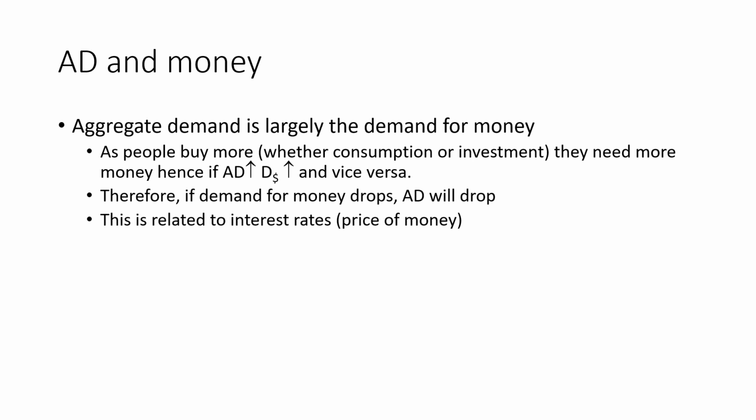This brings us to aggregate demand. Aggregate demand is largely the demand for money. It doesn't take a rocket scientist to bring us to this conclusion, okay? Aggregate demand is buying, okay? That's the total amount of stuff that's bought in the economy. That's aggregate demand. Well, it doesn't take a rocket scientist to realize that if people are buying more, they need more money to buy it with, or with which to buy it. I shouldn't dangle the preposition, I guess. With which to buy it, okay?